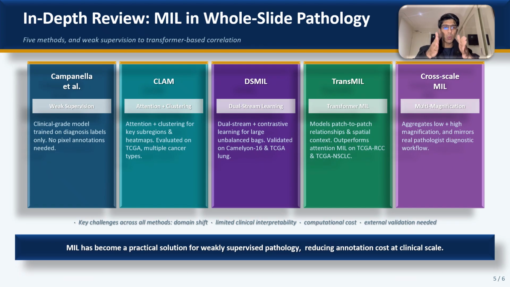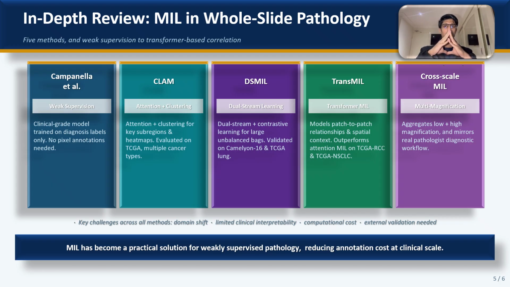Now we're going to do an in-depth review of pathology MIL. Whole slide pathology is one of the clearest MIL applications. Slides are large, patch-level annotation is expensive, but slide-level diagnosis labels are commonly available. Campanella et al. showed a clinical-grade model can be trained using only diagnostic labels, with no pixel annotation needed.